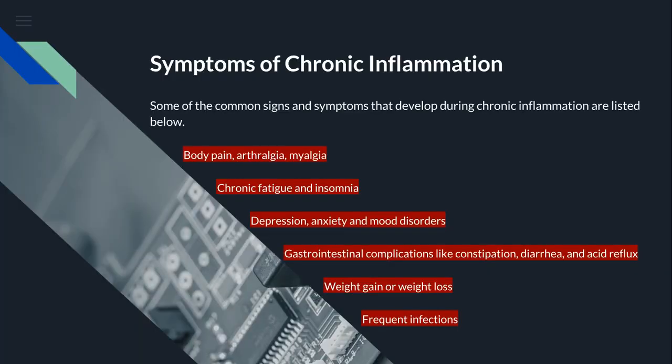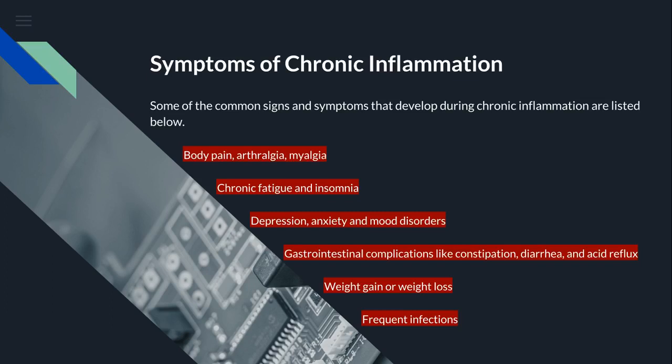Okay, so what are the symptoms of chronic inflammation? These are the symptoms. They are not definitive symptoms anyway, but these are usually the signs that somebody might be having chronic inflammation. So you can see body pain, arthritis, myalgia, chronic fatigue, insomnia, inability to sleep, depression, anxiety, mood disorder, GIT complication, such as diarrhea and the rest, weight loss or gain, and frequent infection. These are the common signs and symptoms that develop during chronic inflammation. Like I said, they are not definitive.